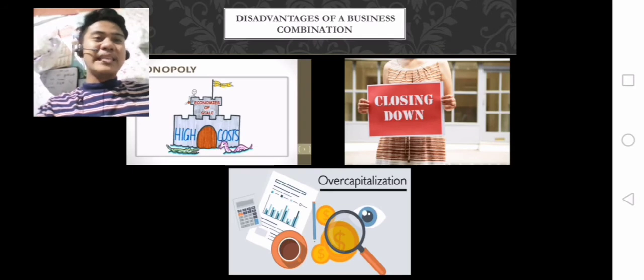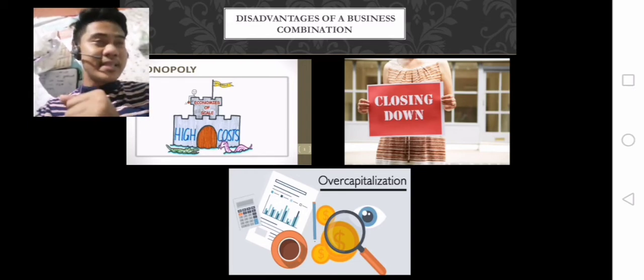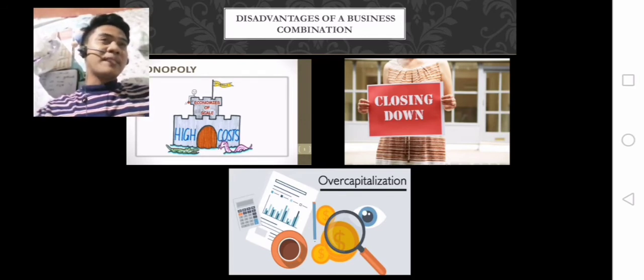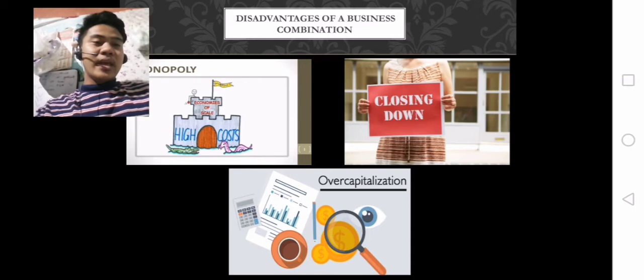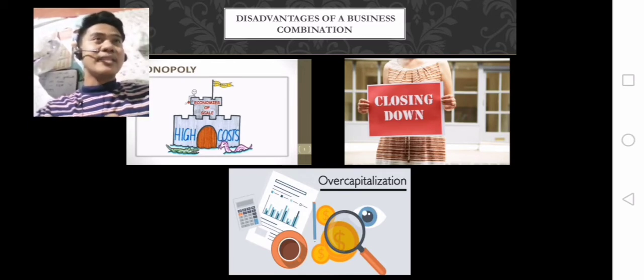Next, we will talk about the disadvantages of business combination. Monopoly: there will be an impact on society when two competitors combine, because there are tax implications. Closing down: because one group or one business will cease, it will close down. That is a disadvantage, therefore it will cease to operate. And overcapitalization: when two businesses combine, there will always be overcapitalization because of the combined assets. That's all.